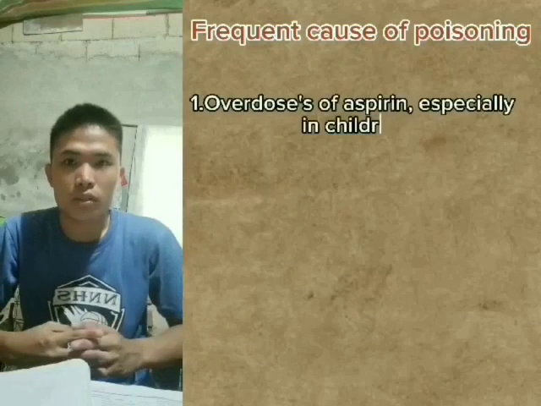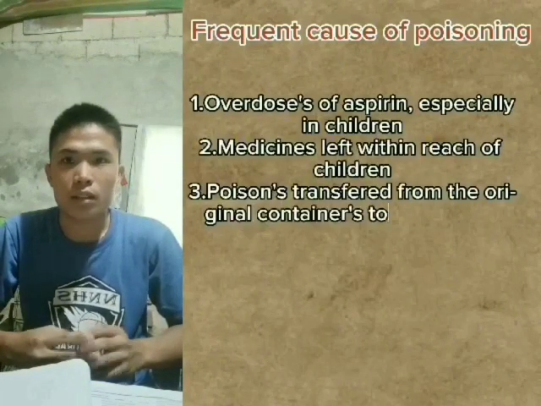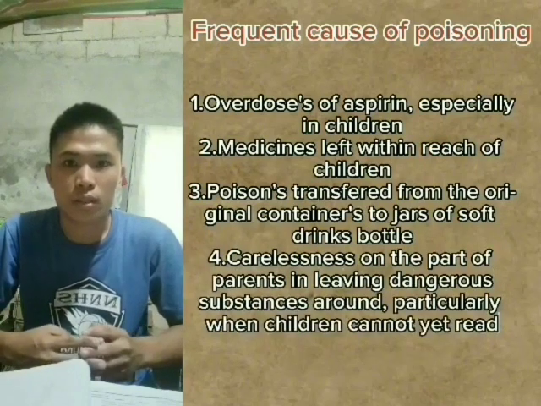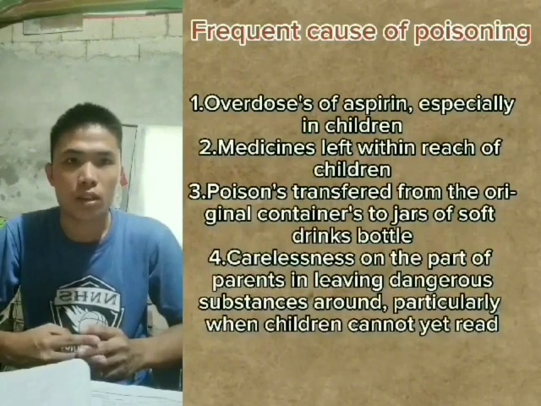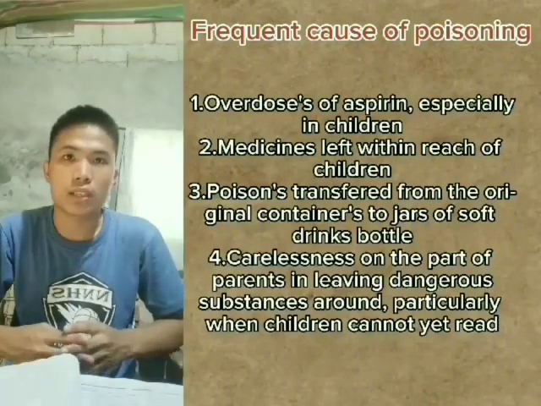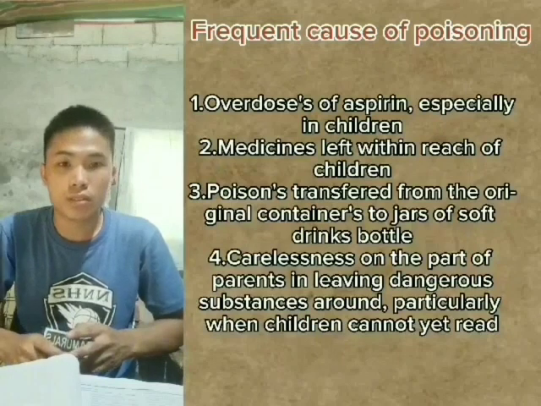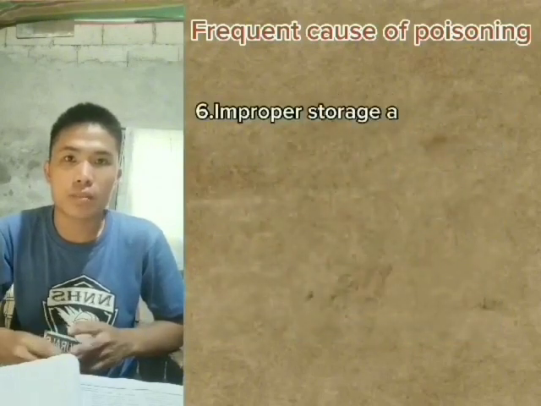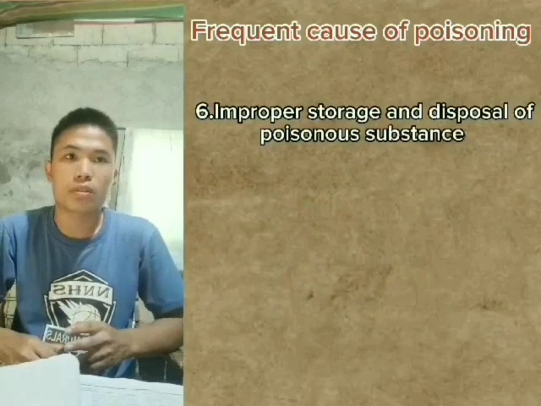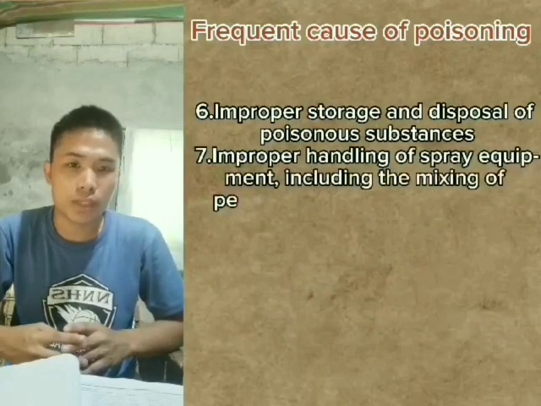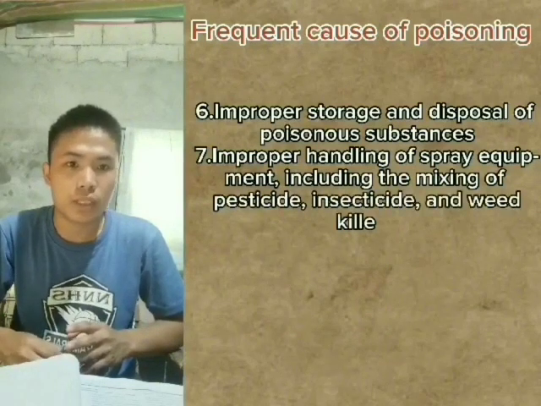First is overdose of aspirin, especially in children. Second is medicines left within reach of children. Third is poison transferred from the original containers to gas jars or soft drink bottles. Fourth is carelessness on the part of parents in leaving dangerous substances around, particularly when children cannot yet read. Sixth is improper storage and disposal of poisonous substances. Seventh is improper handling of spray equipment, including the mixing of pesticides, insecticides, and weed killers.